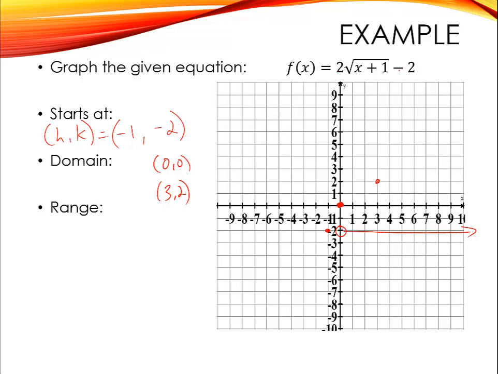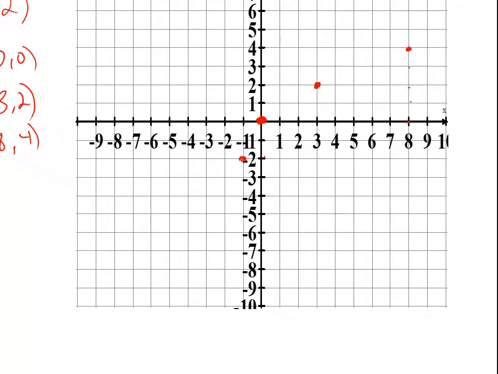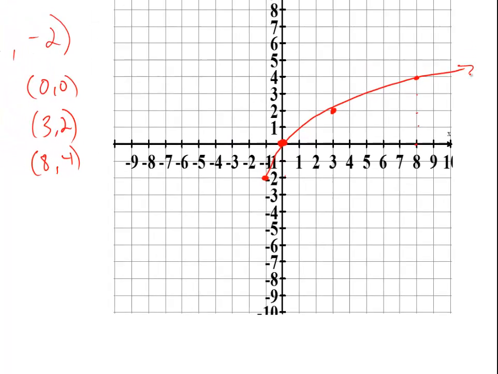Now, I'm going to skip to 8, because I know that the square root of 9 gives you a whole number, and 8 plus 1 is 9. So if we plug in 8, we'll get 8 plus 1, which is 9. The square root of 9 is 3. 3 times 2 is 6. And then 6 minus 2 is 4. So our last point would be (8, 4). So 8, 1, 2, 3, 4. So there's our graph. Let's connect our dots. And there's your square root function, graphed.